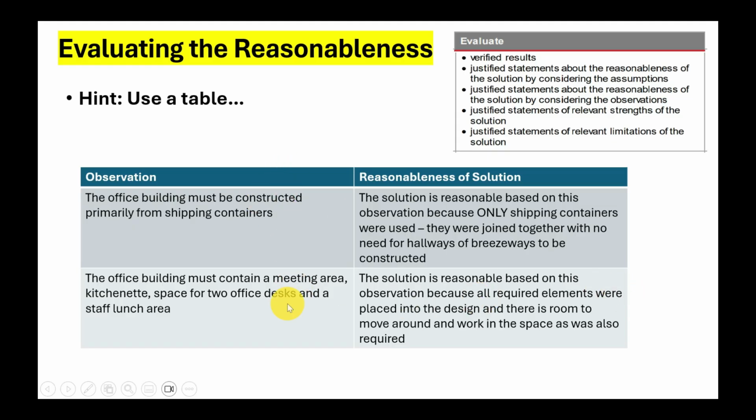You want the table, put the original observation in there word for word. That's okay. And then you're talking about the solution is reasonable or the solution is not reasonable.